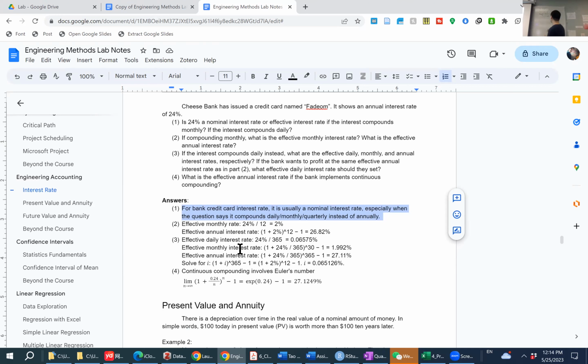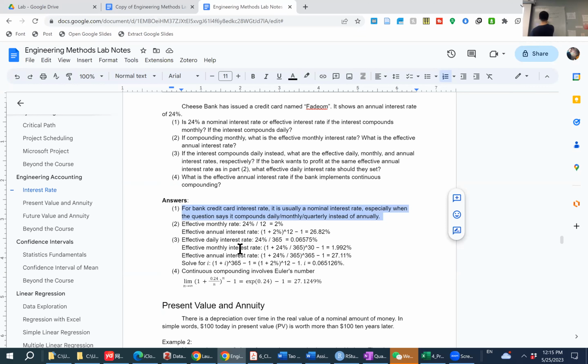For daily, it's the same case. We just need to divide the annual rate by the number of days in a year. It'll be 365, and this quantity is somewhere around 0.06. As you can see, the daily interest rate seems very small. That's the effective daily rate. We derive the effective rate from the nominal rate divided by the number of months or days in a year.